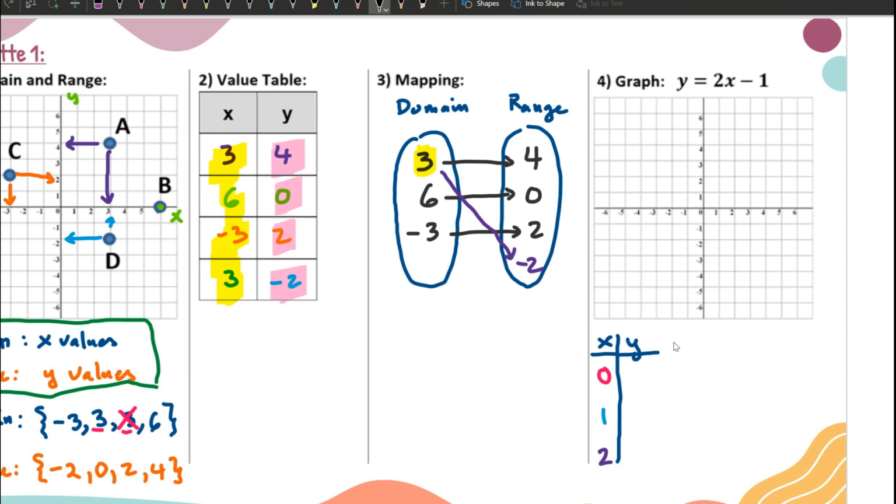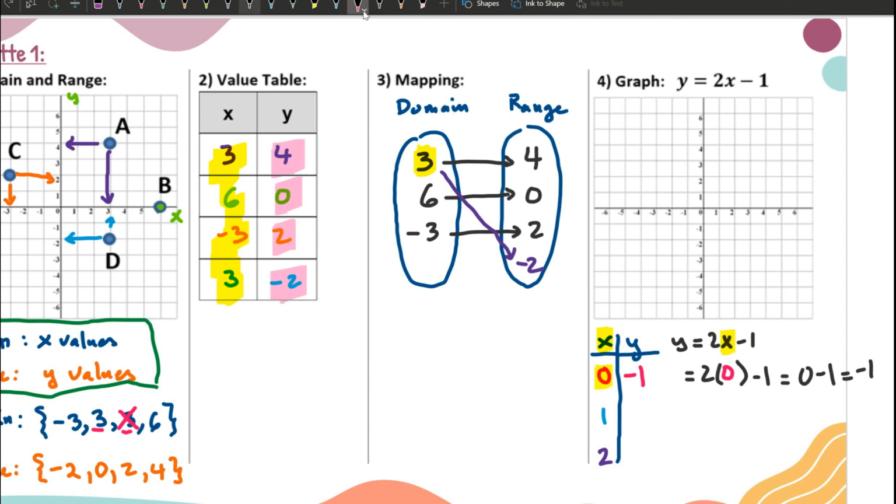Okay, so the equation was y equals 2x minus 1. As you see, the x value which you choose is 0. So you're going to replace x by 0. So you will have 2, instead of x, you're going to have 0, minus 1. Then we will work it out. 2 times 0 is 0, minus 1, which is negative 1. So your first point is (0, negative 1).